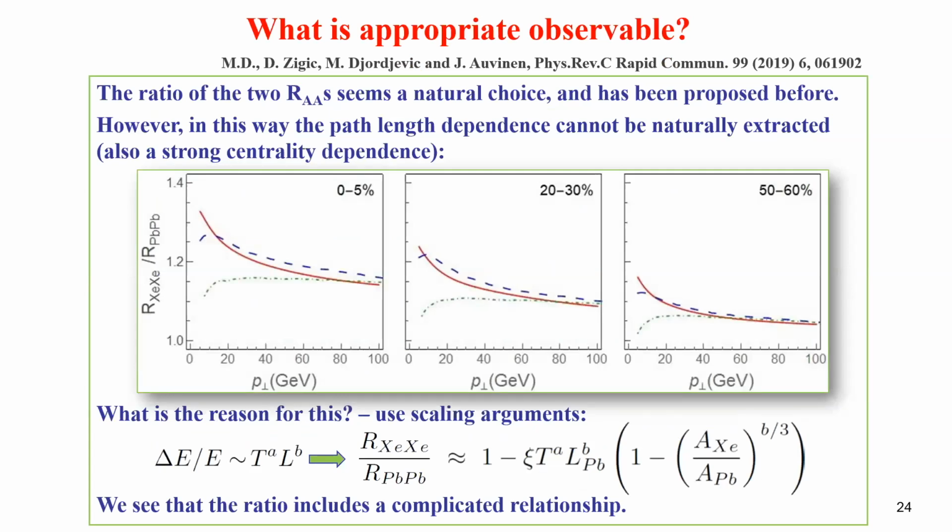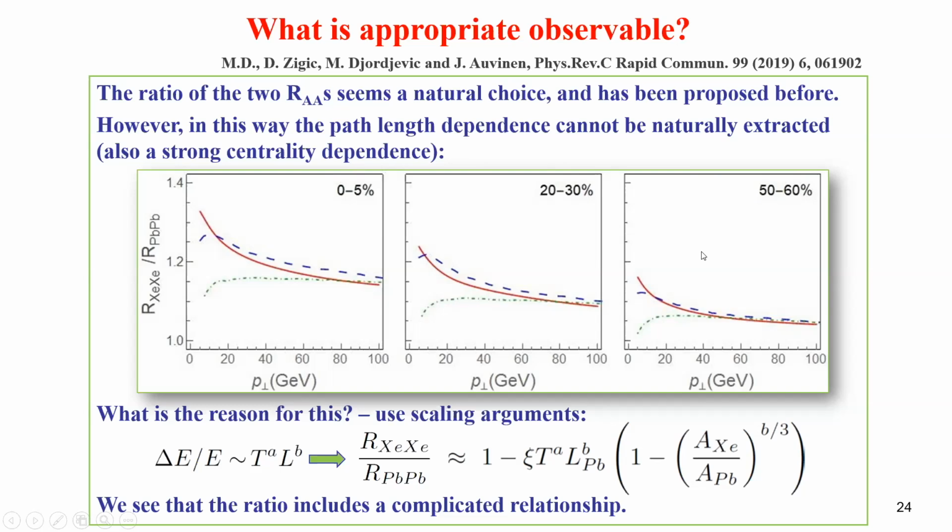So the second question is, what is an appropriate observable? With regard to this, the ratio of two RAAs seems a natural choice, and this was proposed before. However, we can show that in this way the path length dependence cannot be naturally extracted, as shown in this slide. We here plotted RAA in xenon-xenon divided by RAA in lead-lead as a function of momentum for 3 centrality regions: 0 to 5, 20 to 30, and 50 to 60.